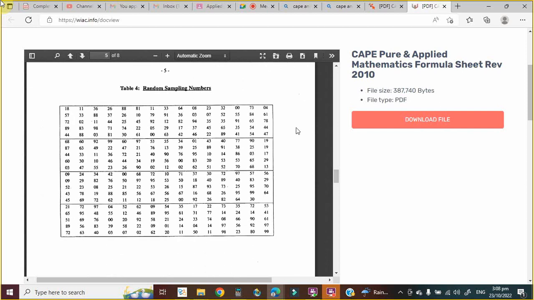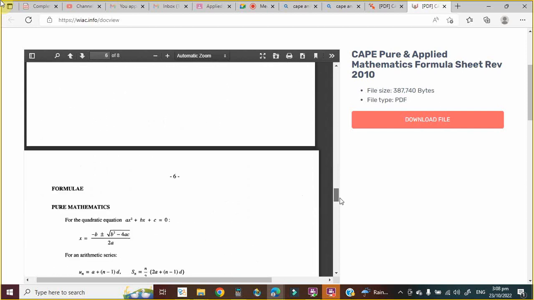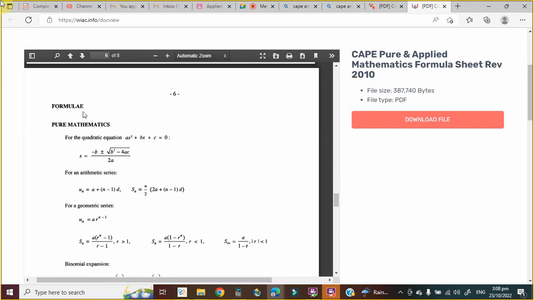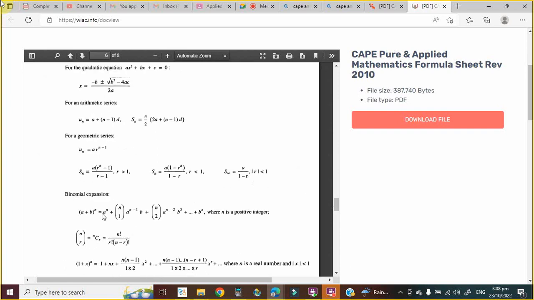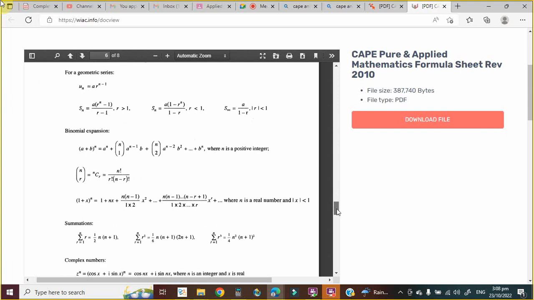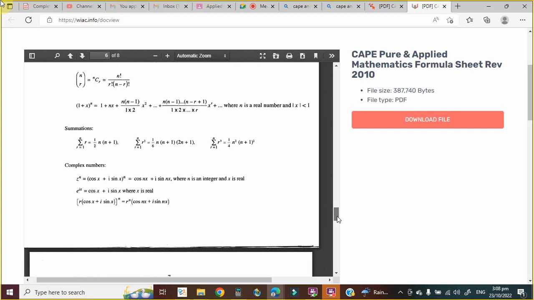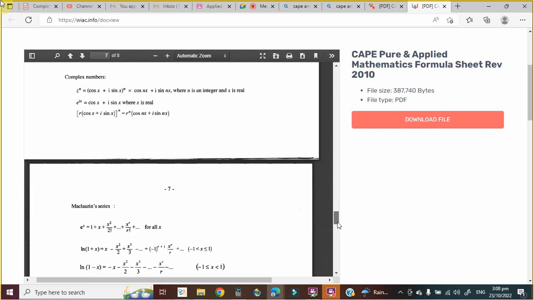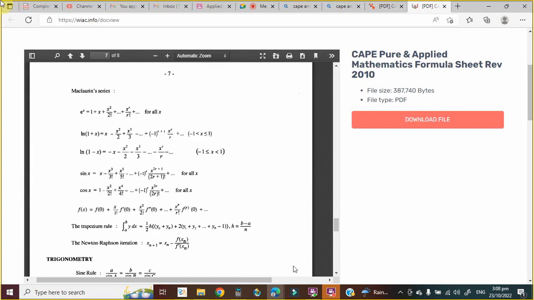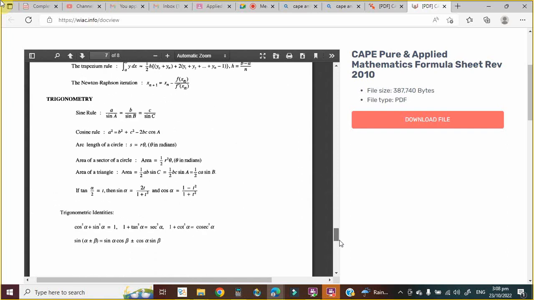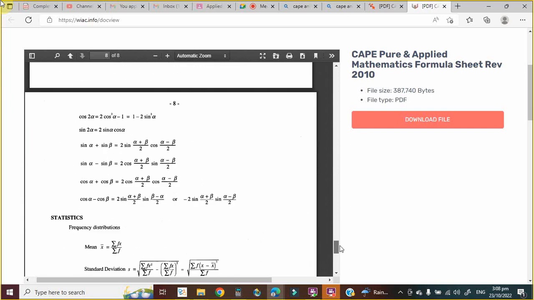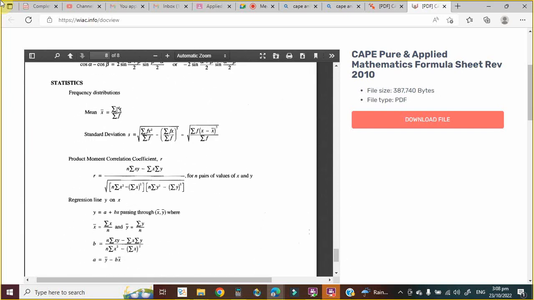Don't need to know the random numbers table. That's from 2010. They don't need to know that anymore. This part is for pure math, quadratic formula. They give you arithmetic series, geometric, binomial expansion. They give you combination. We're going to learn this in Unit 2, combination. They give us summation, complex numbers, Unit 2, pure math. These are all Unit 2. Trigonometry, Unit 1, arc length, Unit 1, area of triangle, Unit 1, trig identities, Unit 1. Statistics, look at this.